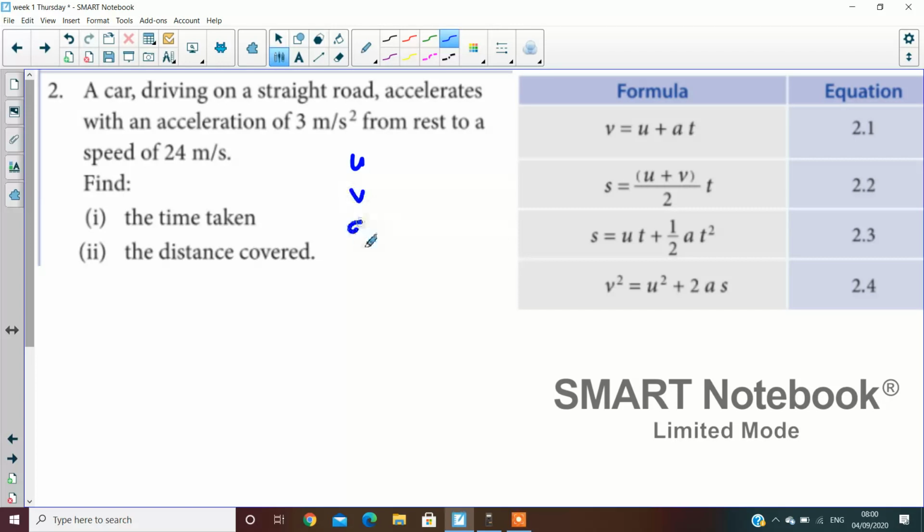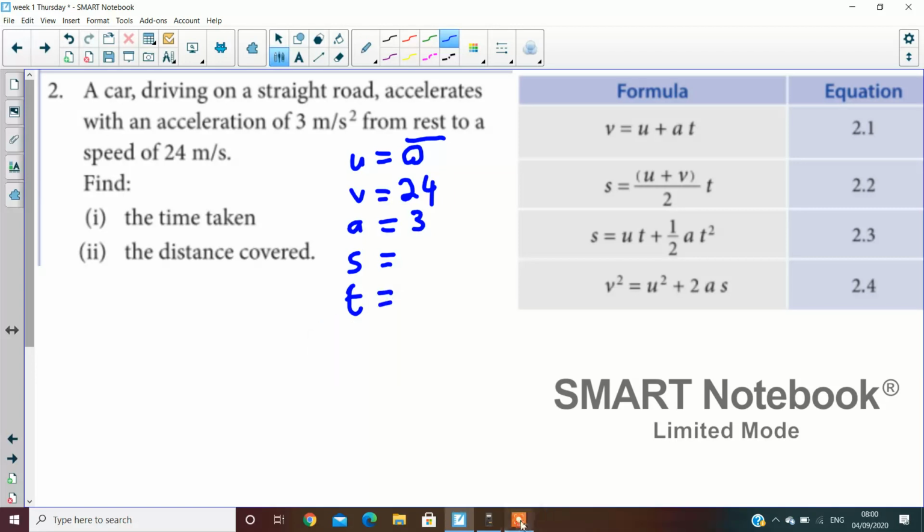I always line them up like this, and then I make a list of which ones I have to begin with. When it says the word rest, what does that mean about your initial speed? 0. Your V value? Your final velocity? 24. Your A value? 3. Your S value is question 2, and your T value is question 1. Off you go.